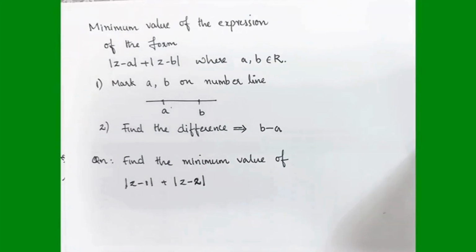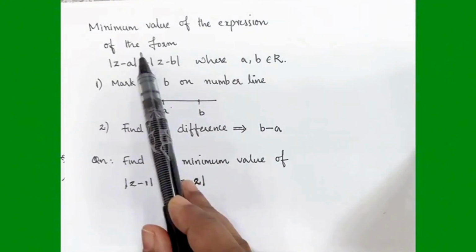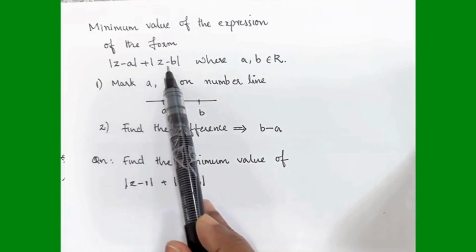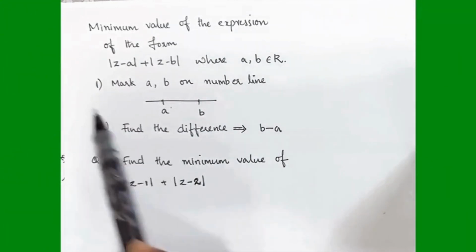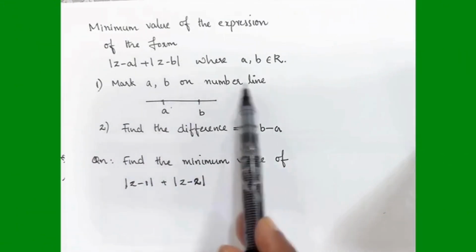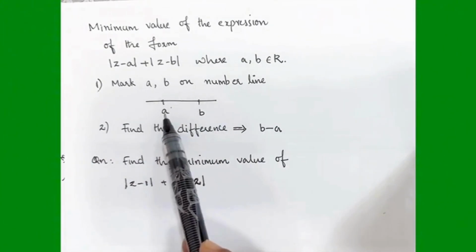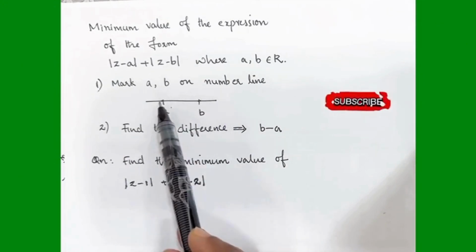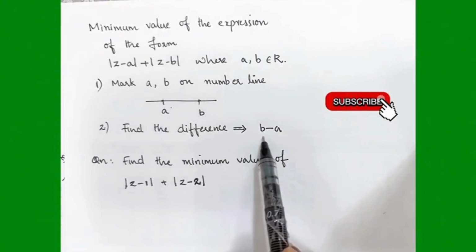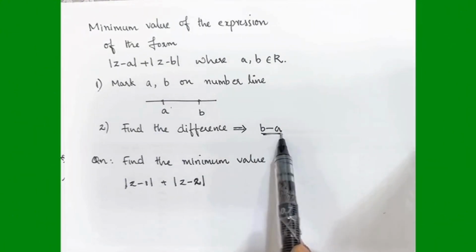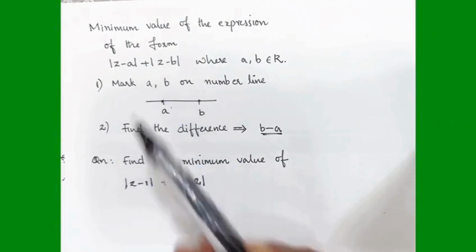The question given is: find the minimum value of the expression of the form modulus of z minus 1 plus modulus of z minus 2. The secret tip to do this question is to find the minimum value of any expression of this form where a and b belong to R. We can find it using two steps. First step is to mark the points a and b on a number line. Just locate the points a and b on a number line. Second step is to find the difference of these two numbers, that is b minus a, from the end point to the starting point.